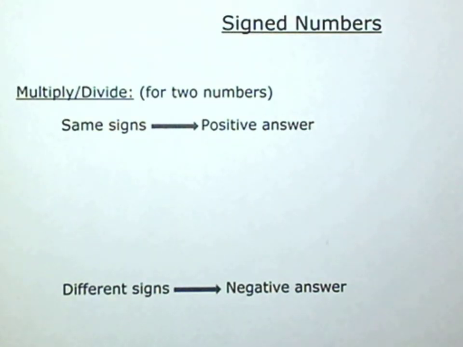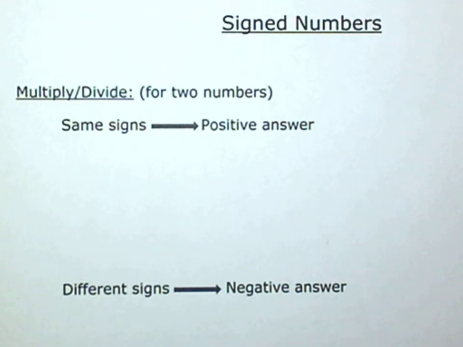Signed numbers. What are signed numbers? Signed numbers simply means the numbers may be either positive or negative. If a number is positive, it will either have a plus sign in front of it, or it will have no sign in front. If a number is negative, it will have a negative sign in front of it.